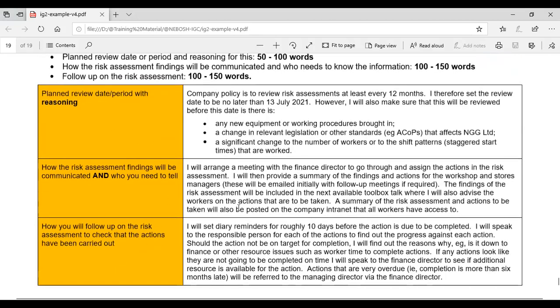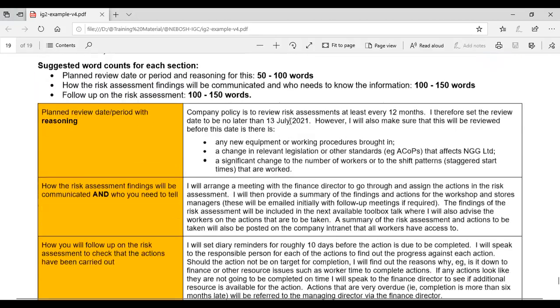So for each portion, again, you are writing stories. Like, company policy is to review risk assessment at least every 12 months. So you are writing the long stories and sharing why that planned date, you are justifying. I therefore set the review date to be no later than 13th of July 2021. However, I will make sure that this will be reviewed before this day. If there is any new equipment for working, procedures brought in, a change in relevant legislation, or significant changes, you will review it. Again, bring some study of what you have gone through for the last 10 days.